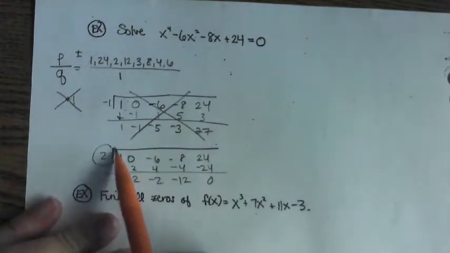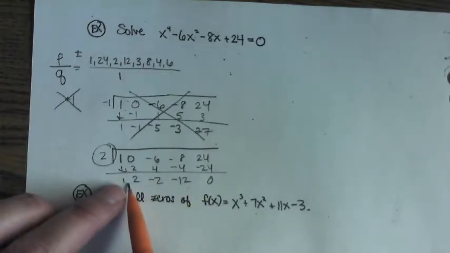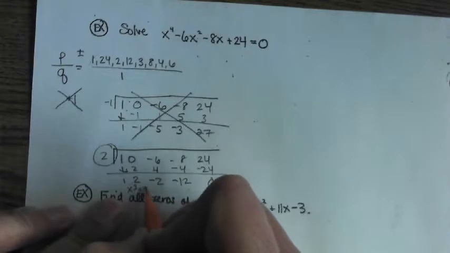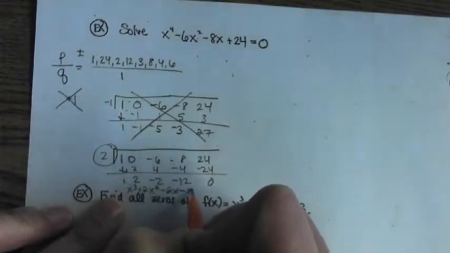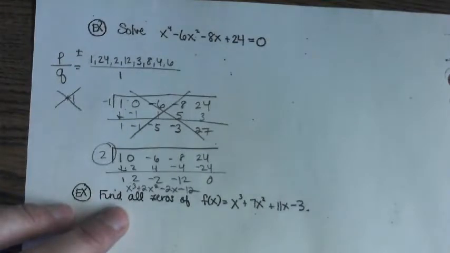It knocks our polynomial down. It was a 4th degree, so it knocks it down to a cubic. So x cubed plus 2x squared minus 2x minus 12. Does that make sense?